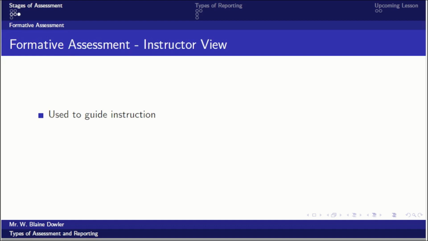Now, from the instructor's perspective, formative assessment should be used to guide instruction. So you can ask students questions. Do you understand this? Who has questions about this example we just did? And use that to form the instruction as we go.